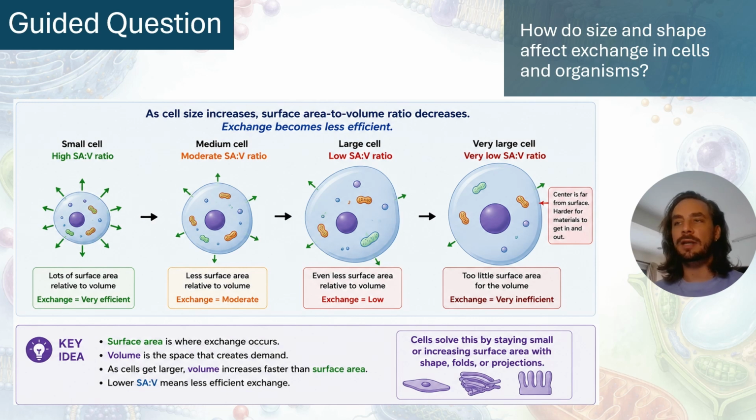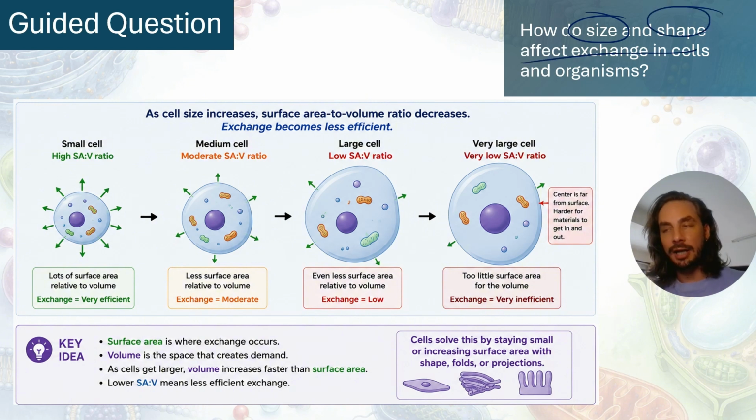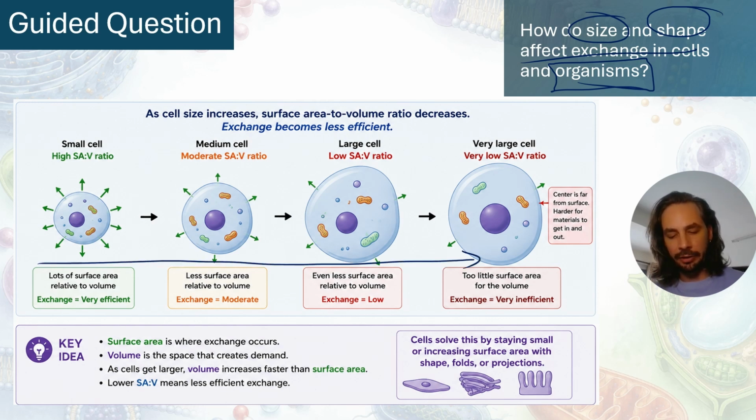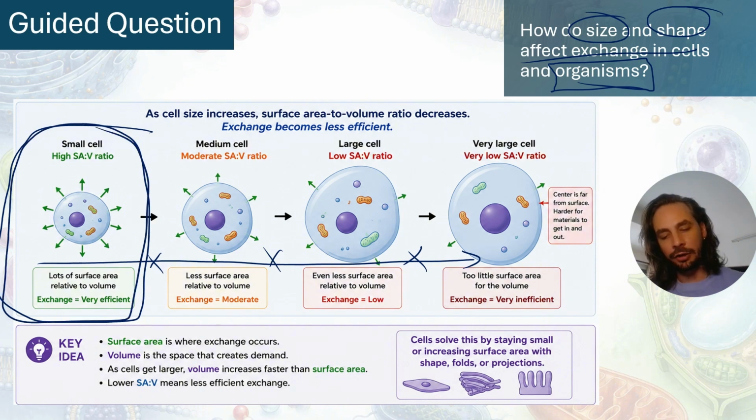The question you need to keep in mind today is: how does the size and the shape affect exchange in cells and also in organisms? You need to think about why cells do not just keep on getting bigger and bigger. Cells want to have a high surface area to volume ratio.